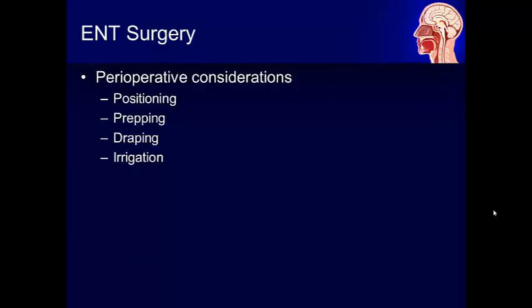Positioning for ear surgery usually consists of placing the patient in supine and turning their head to the appropriate side. When performing bilateral ear surgeries, the surgeon will need to be able to move the head from side to side during the procedure, which is an important team consideration for the anesthesiologist who is in control of the patient's airway.